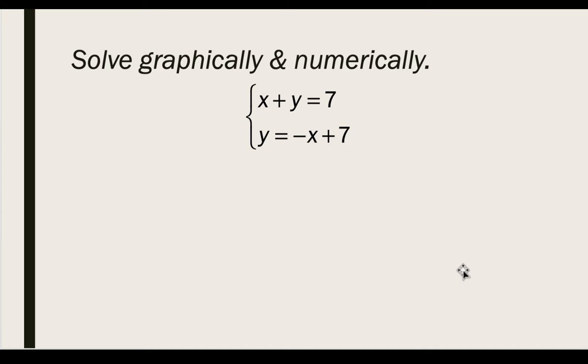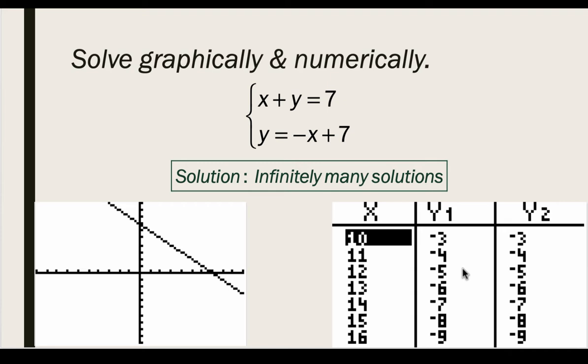Okay, in this next problem, we have x plus y equals 7 and y equals negative x plus 7. So I'm going to solve that top equation and enter it into my calculator. So I have y is equal to 7 minus x into y1, and y equals negative x plus 7 into y2.